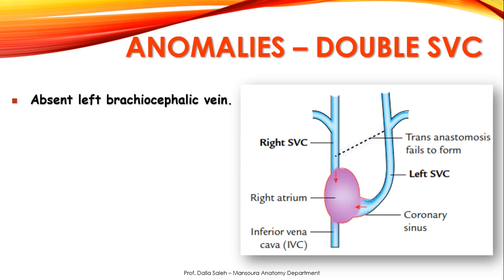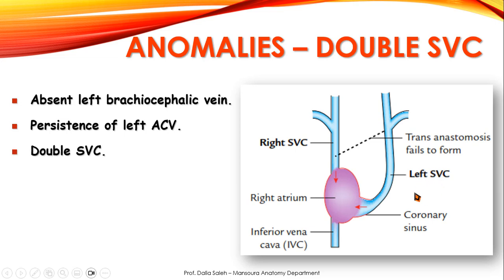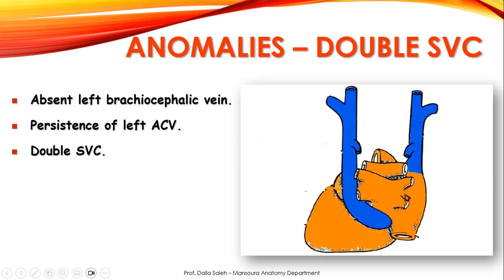If the channel between the two cardinal veins did not develop and disappear, we will end up with no left brachiocephalic vein. Instead, we will have persistence of the left anterior cardinal vein forming the left superior vena cava. So we will end up with double superior vena cava, one on the right side and one on the left side. The one on the left side will join the coronary sinus and opens into the right atrium, as we can see here from a back view.